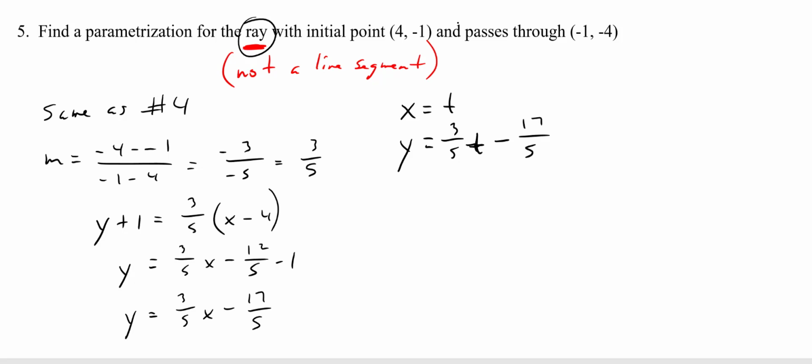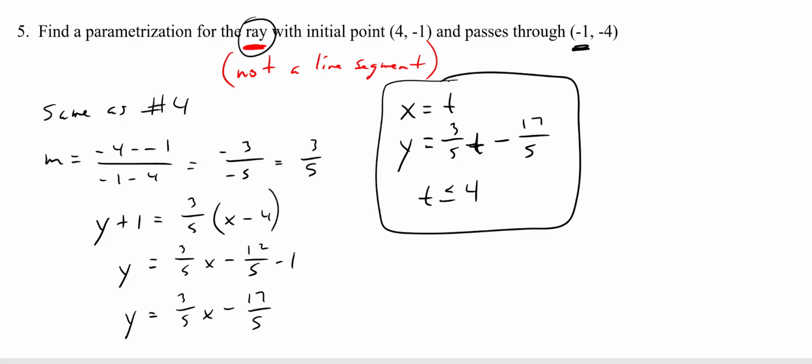So really, I'm going to write t is less than or equal to 4 because it's going lower. It's going toward -1. If that -1 was a 10, then you would say t is greater than or equal to 4 because it's getting bigger and bigger. But in this case, it's getting smaller. And so that's it, math fans. That is parameterizing it as a ray as opposed to a line segment.